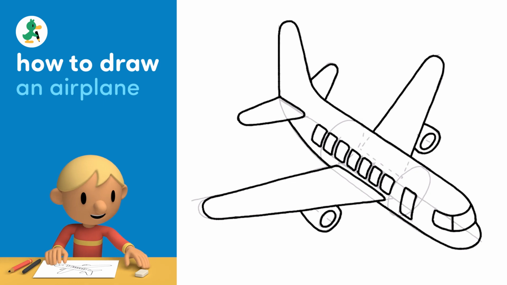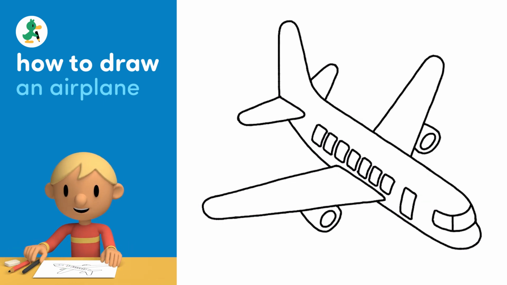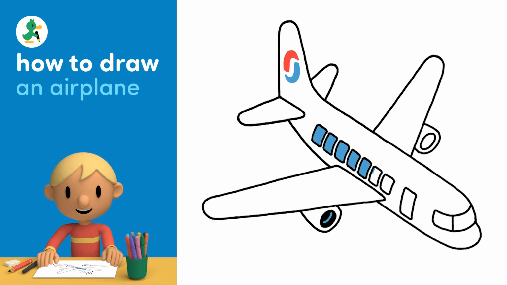Wait a moment for the ink to dry and erase the pencil lines. We can color the windows blue and add a logo to the tail fin. You can use the first letter of your name if you want your own airline. And voila! Our drawing is finished.